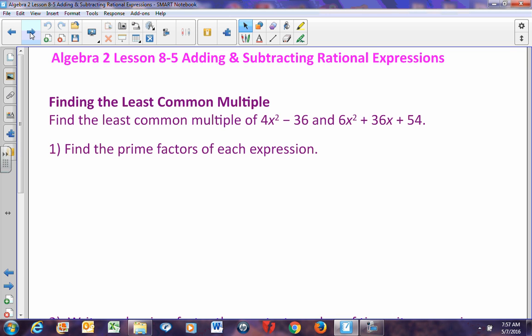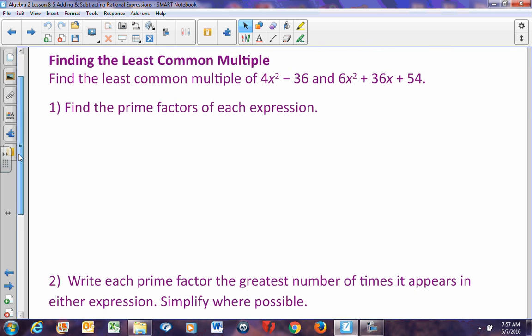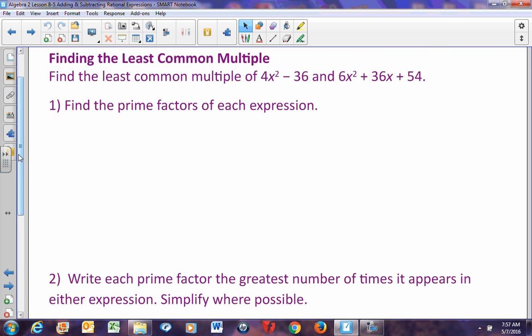So let's find the least common multiple. If we have the following expressions, 4x squared minus 36 and 6x squared plus 36x plus 54, the first thing we're going to do is factor out each one of these expressions.